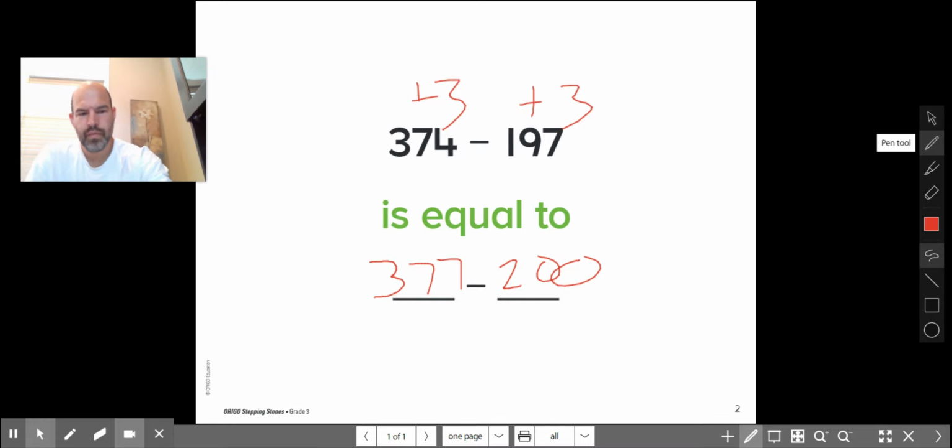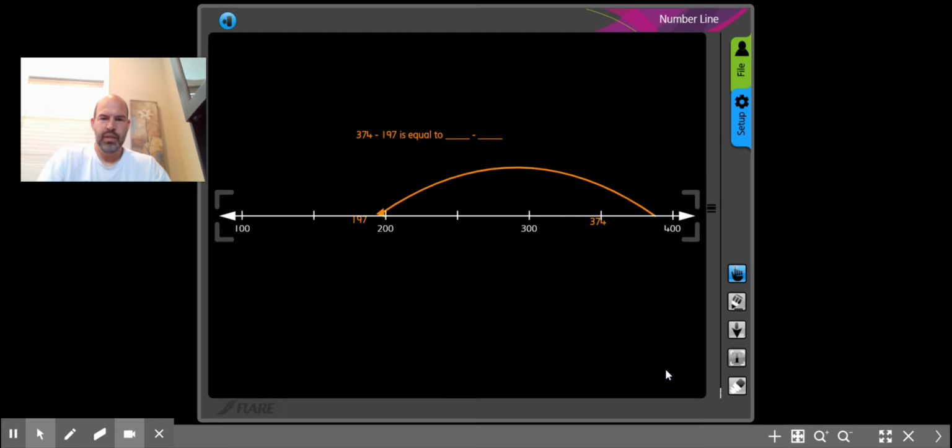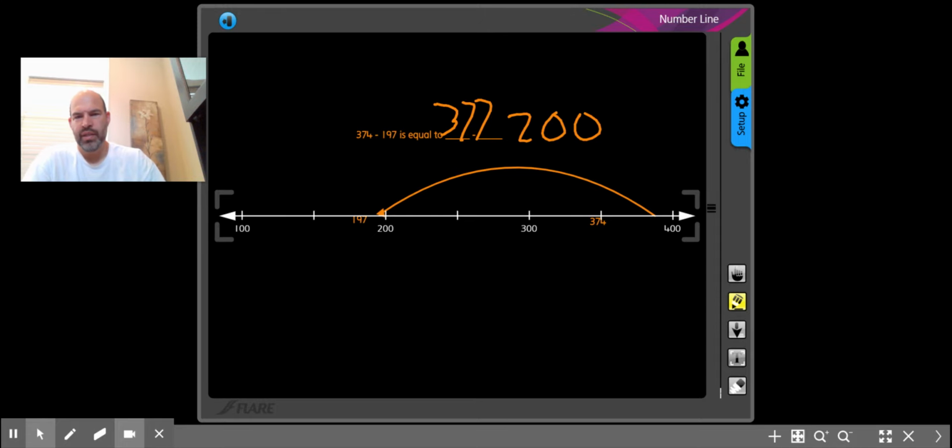All right. So let's move on to our lesson over here with the number line. Okay? So if we manipulate those numbers on the number line, now we're going to show that by the 377 minus 200. All right? Are we going to come up with the same answer? Yes, the same answer will be the difference of each of these equations. All right?